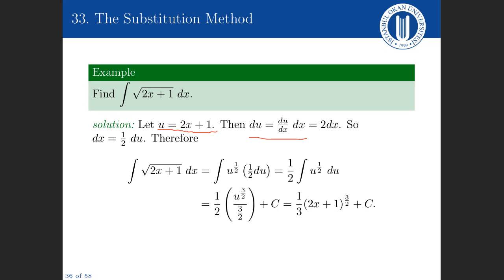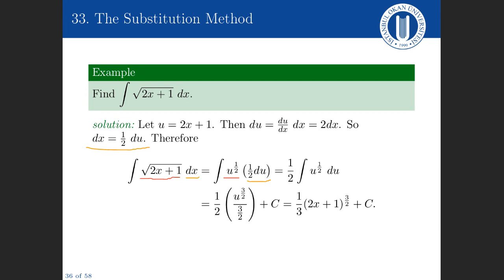We calculate that du is the same as du/dx dx, or 2 dx. Now we don't have 2 dx here, but we do have dx. So I'm going to do one extra step. I'm going to divide by 2 to get dx is equal to half du. And then I'm ready to do my substitution. Instead of square root of 2x plus 1, I have square root of u. And instead of dx, we know that this is a half du. So we can replace this by half du.